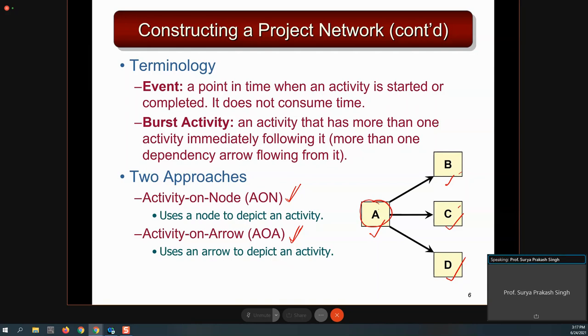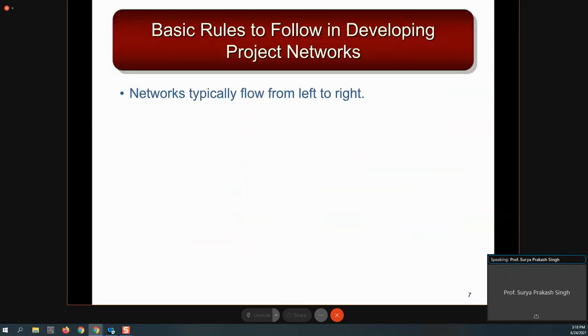Anyway, both methods will give you the same answer. It's not that the two methods will give you different answers. The only thing is which method is convenient to a project manager. Okay, some of the basic rules: let us see how to draw the network.